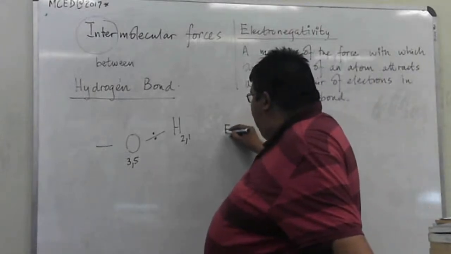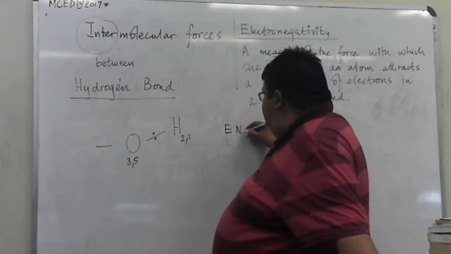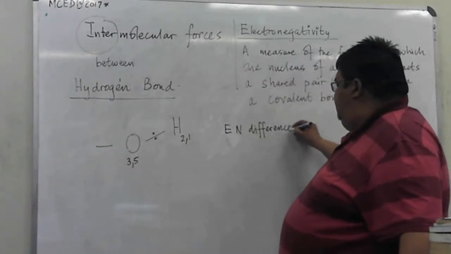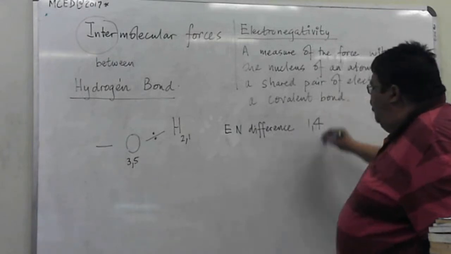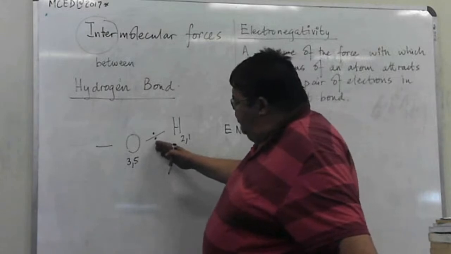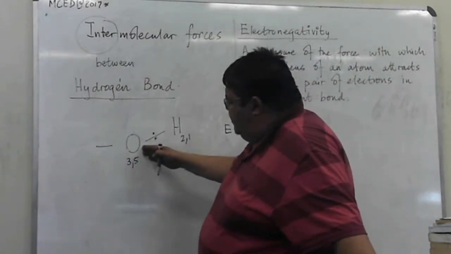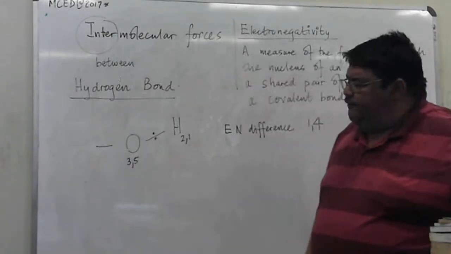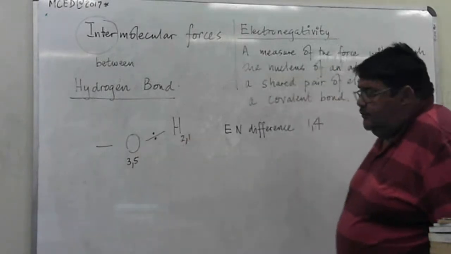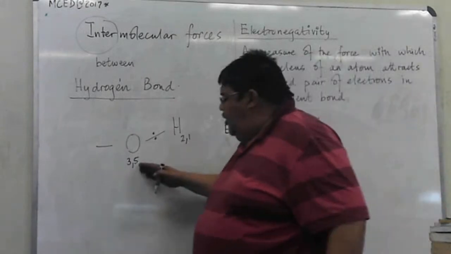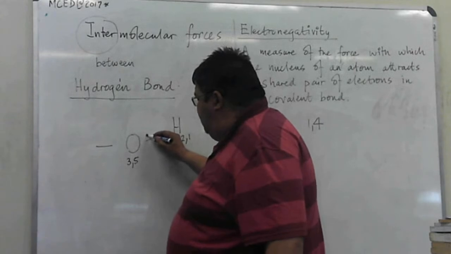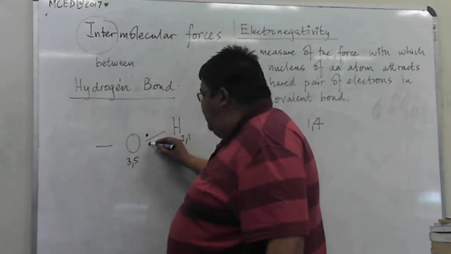So the electronegativity difference here is 1.4. What that means is that the oxygen is pulling that shared pair of electrons with a much stronger force than the hydrogen is pulling that shared pair of electrons. So there's a tug of war and oxygen is winning. So what is happening is that the shared pair of electrons moves closer to the oxygen.